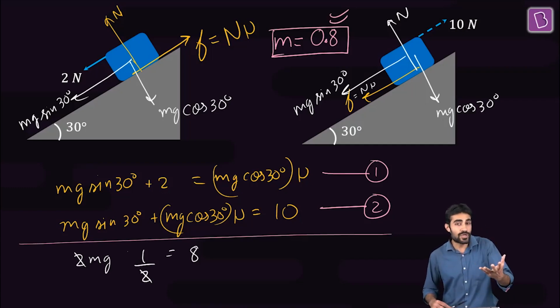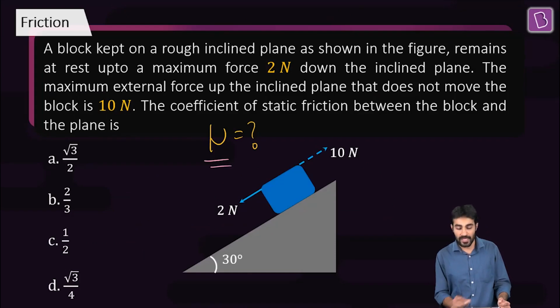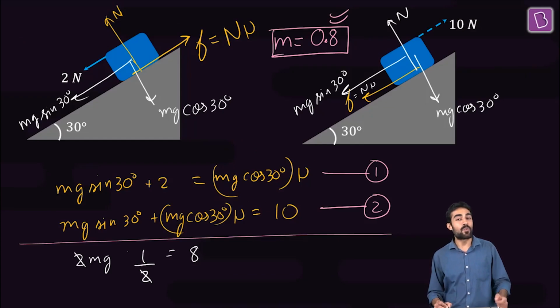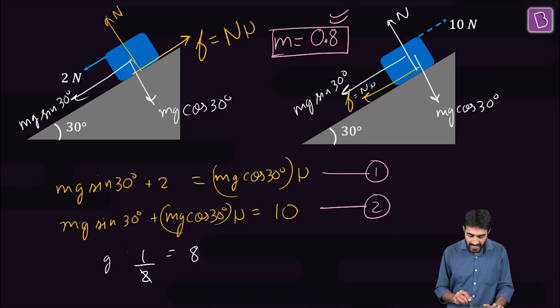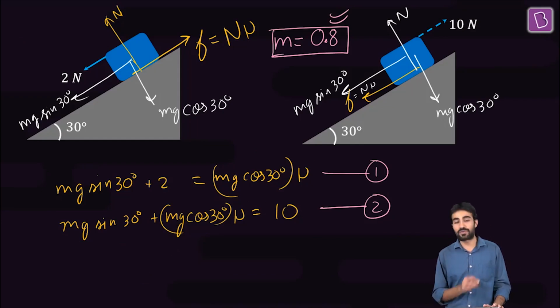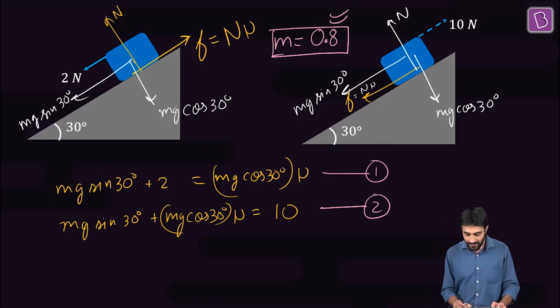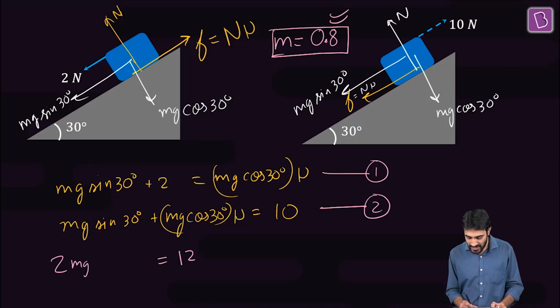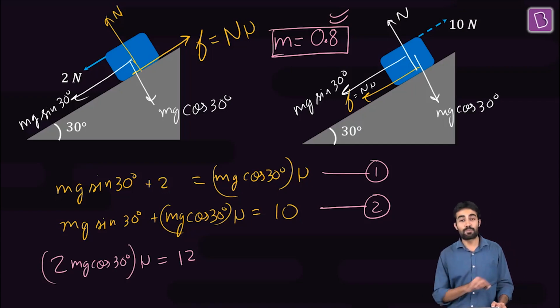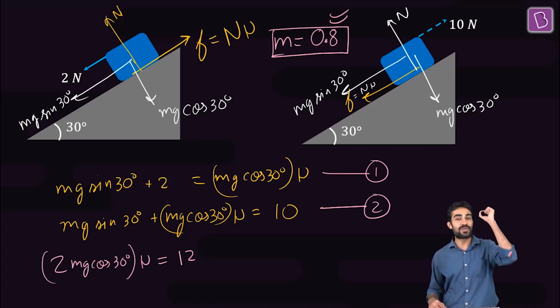But what was asked in the question? The question was asking us what is the value of mu. So let's go back and calculate the value of mu. Now how will we do that? We will just place the value of mass in any of the equations. Or we can just subtract the two equations. Mg sine 30 will get cancelled out and we get 12 is equal to 2 mg cos 30 degree times mu. Let's put the value of m and get the value of mu.